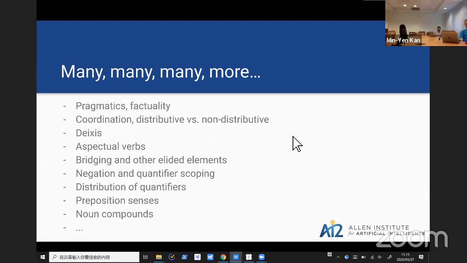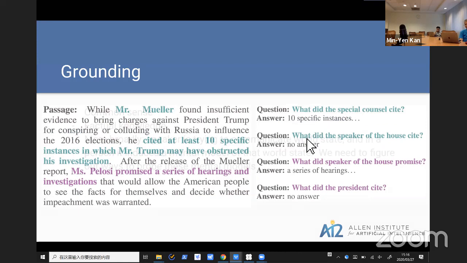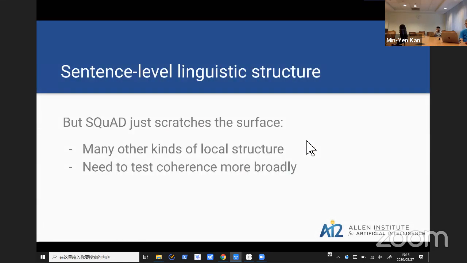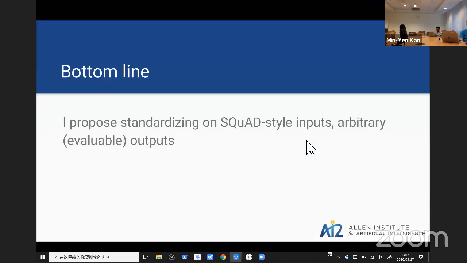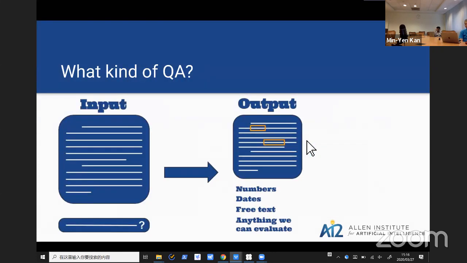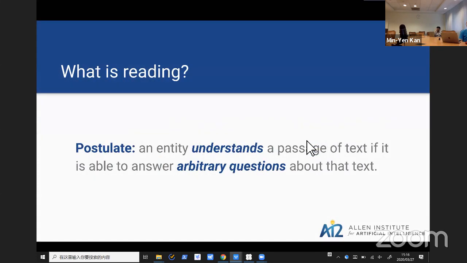Okay, so I think pragmatics and factuality, those are difficult. I think some of these, like common sense, are pretty difficult. People have been trying common sense for many years and not getting very far.